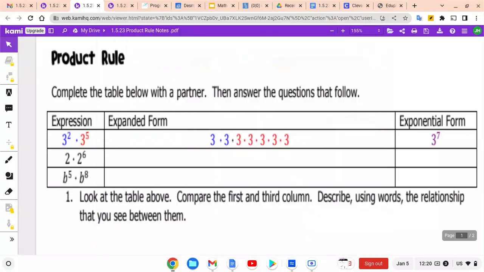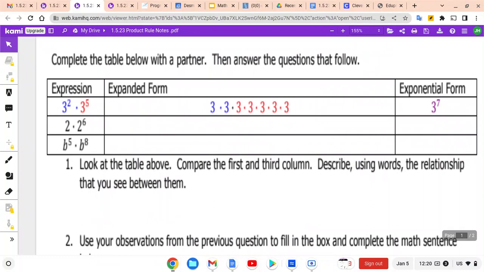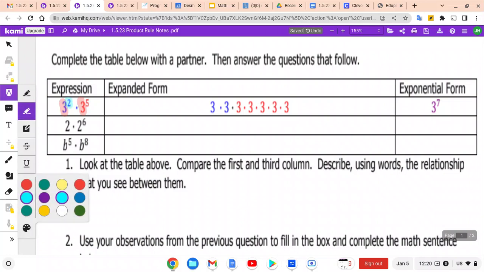Hello, everyone. This lesson is over the product rule. We're looking at some exponential expressions. Now, if you recall, the larger number is the base, and the floating numbers are the exponents or powers. So in pink, I've highlighted the base. And if the bases are the same, you're allowed to simplify the expression via multiplication.